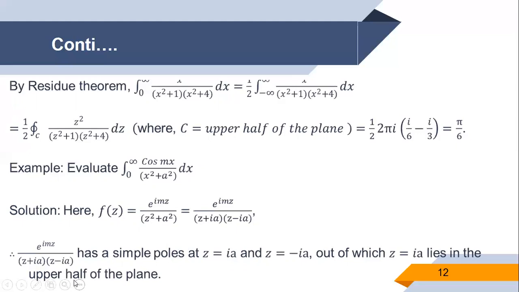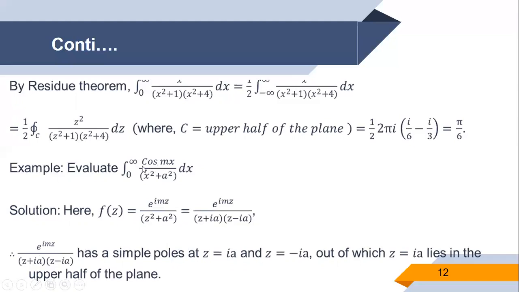Now next example: evaluate the integral from 0 to infinity of cos mx upon x² + a² dx. This example is similar to the previous example, the only change here is that the numerator depends on cos mx. So first we use type 3 for finding the solution of this type of improper integral.